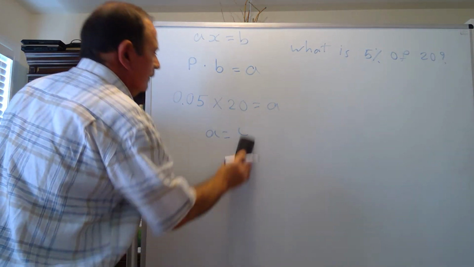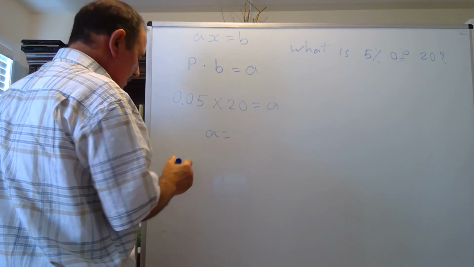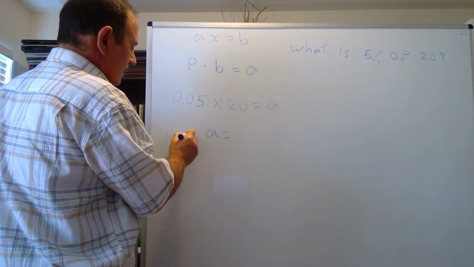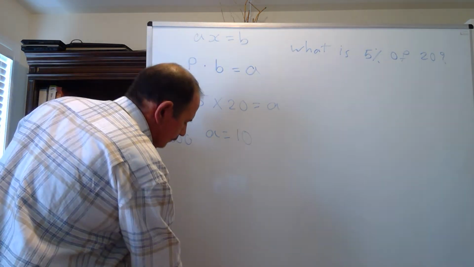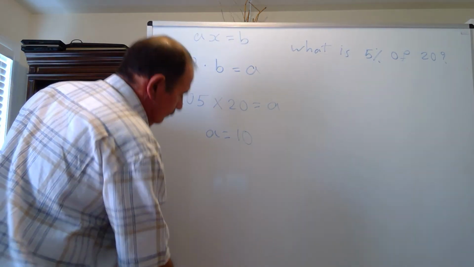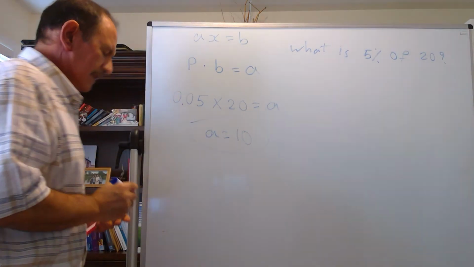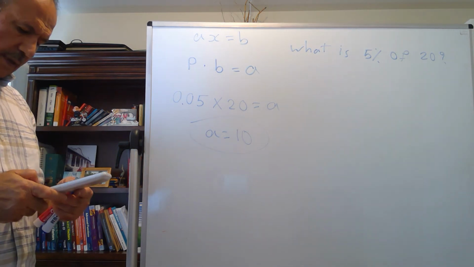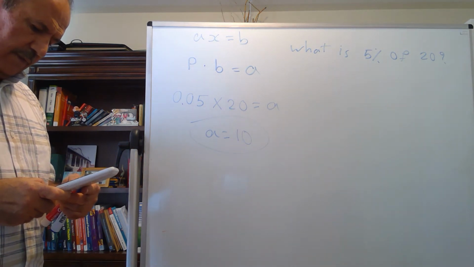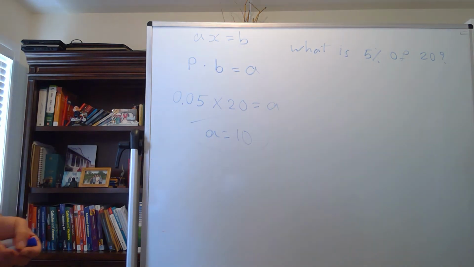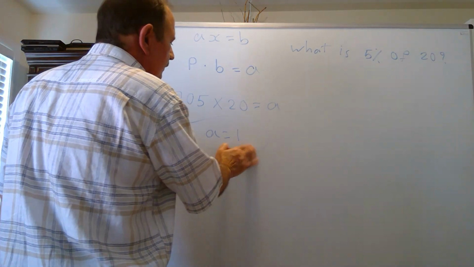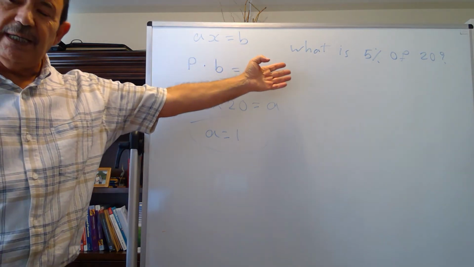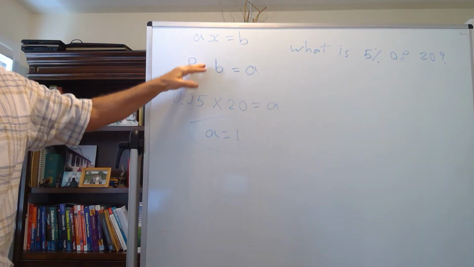5% of 20 is not 10. Let me just calculate it. 0.05 multiplied by 20 is what? Not 10. Okay? 5% of 20 is what? Clear? This is another example of how we use this type of equation.